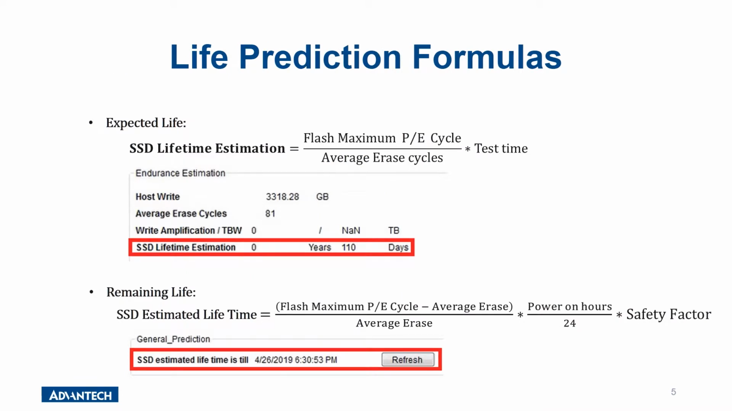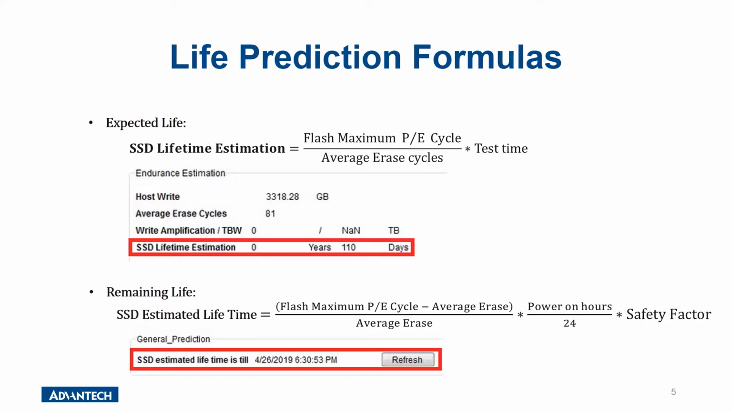Now let's take a look at two of the life prediction formulas. The first is for expected life. This is the SSD life estimation, which will be a life prediction given the current test environment. For reference, the flash maximum PE cycles is the total amount of program erase cycles that can be written to the drive. This is very similar to TBW.